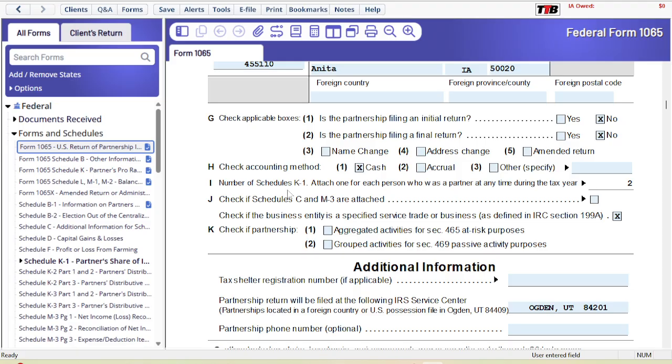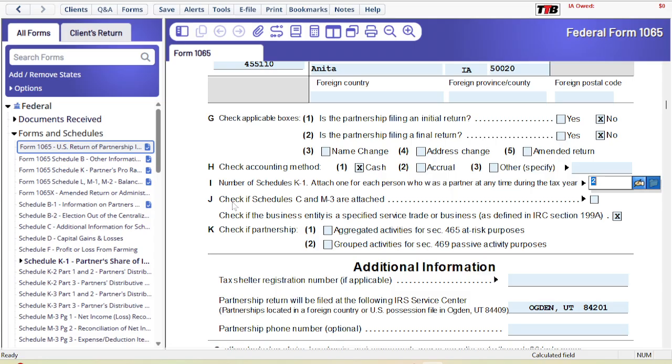So for the number of Schedule K-1s, we are going to assume we have two partners in this business, and then we are going to have two here. The number of partners that you have, because you are filing 1065, is going to be more than one person. So make sure you add the number of partners that you have.